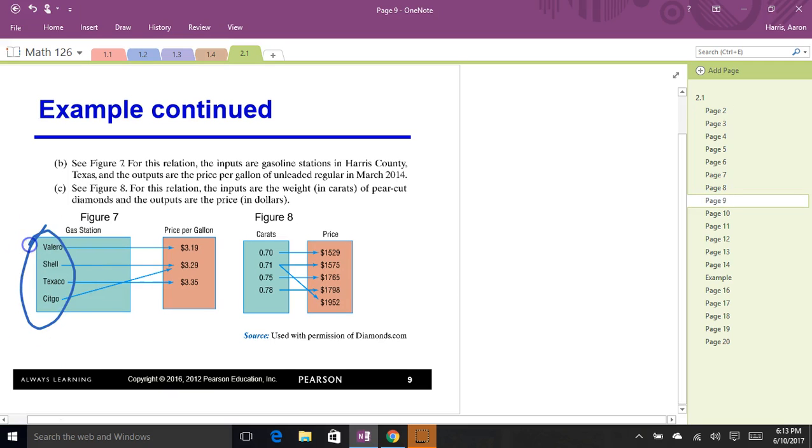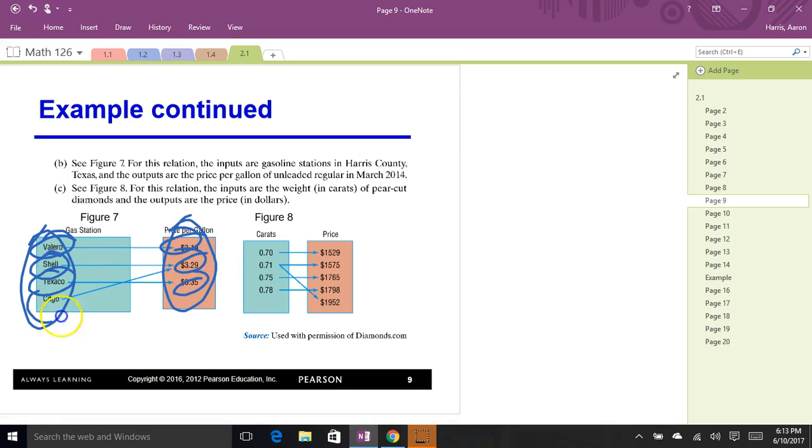Here your domain are each of these, your range are each of those, and let's check it. For this x, there's one y. For this x, one y. That is a function. Let's go to figure 8 now. For this x, there's one y. For this x, though, notice there are two y's. This one is not a function.